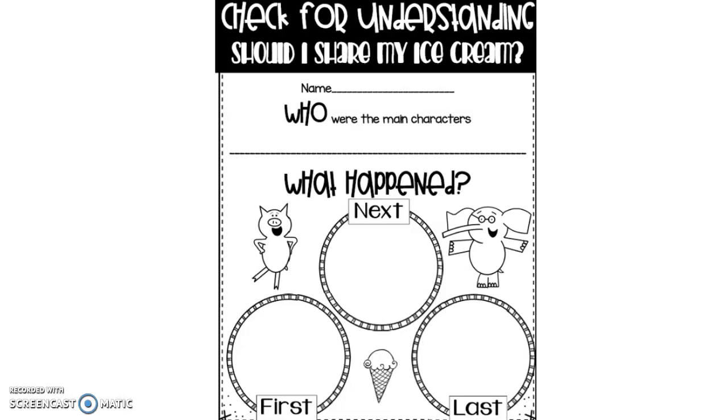This one is check for understanding. This is going to ask about parts of the story. So the first one is, who were the main characters? The main characters were Elephant and Piggy. Okay, now it wants to know what happens.